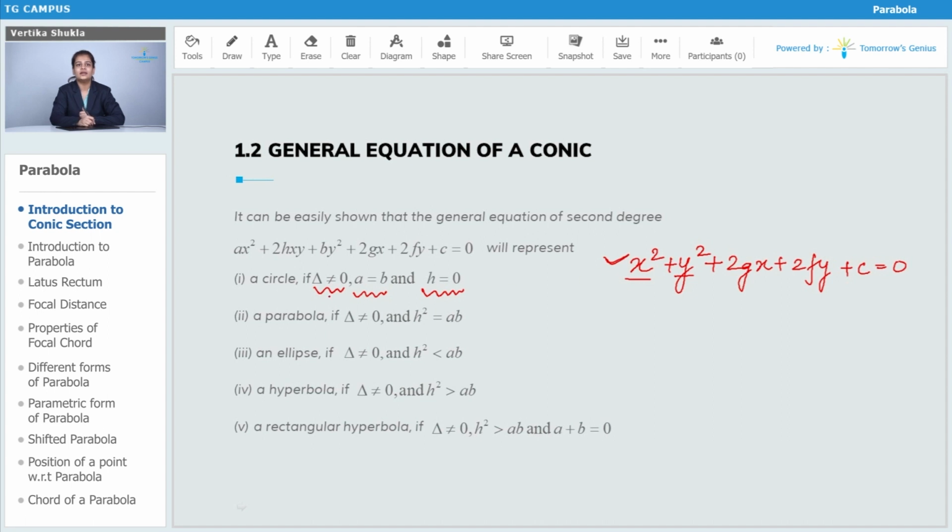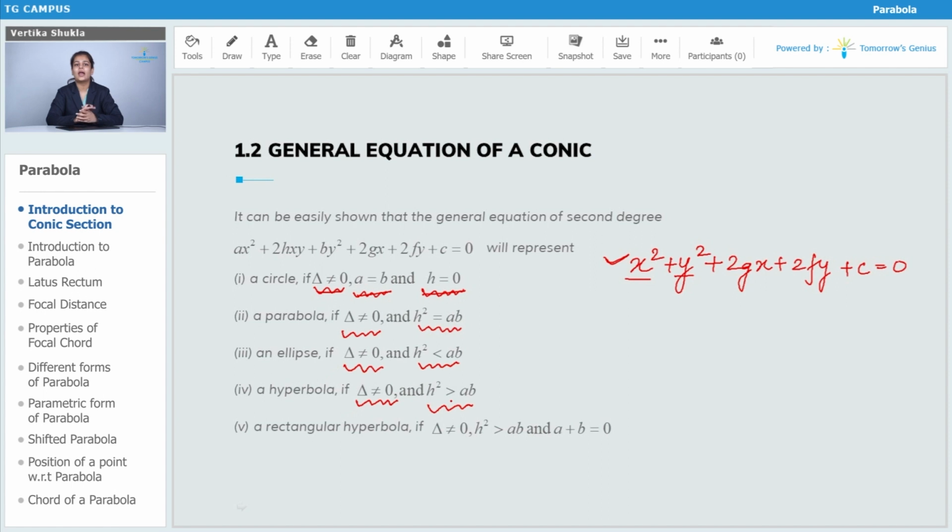So for a circle, delta should be non-zero, a should be equal to b and h should be equal to 0. Similarly, for a parabola, delta should be non-zero and h square should be equal to ab. For an ellipse, delta should be non-zero, h square should be less than ab. For a hyperbola, delta should be non-zero and h square should be greater than the value of a into b.